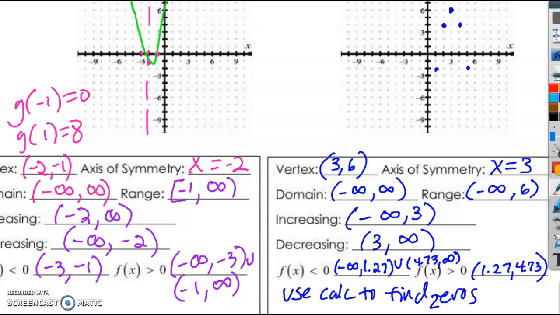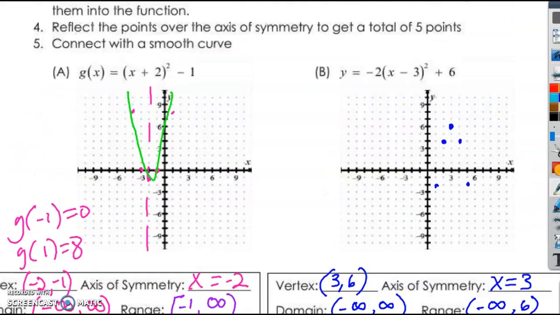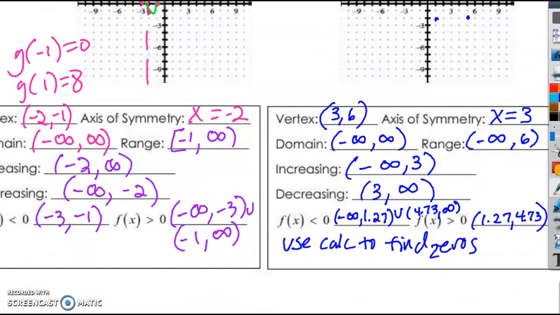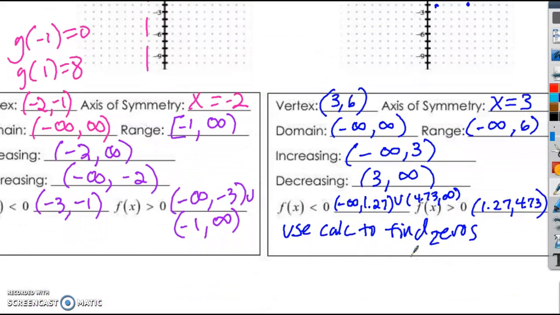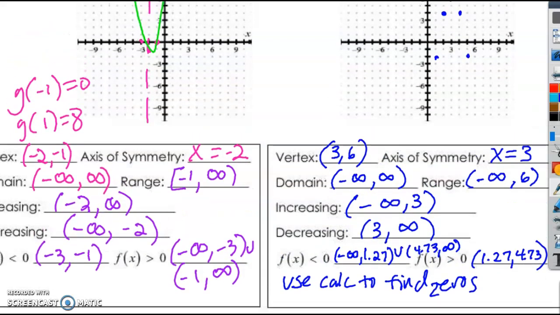So here's the second example. If you'd like to go ahead and take a look at this on your own, you may. I used the calculator to find the zeros and then plugged it in here. All right, so I already had the zeros here, right? They were nice points. Okay, so where am I at?